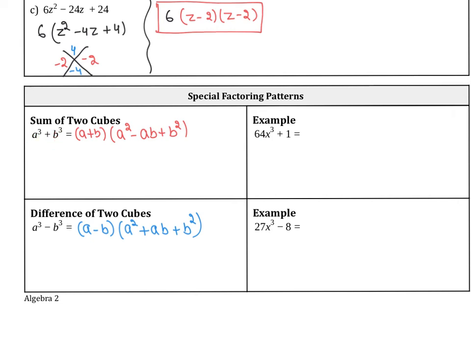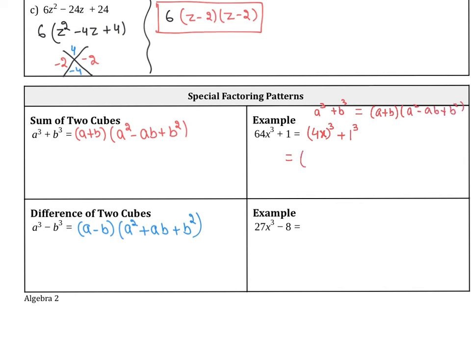For that, I'm going to write 64x cube as 4x cube. So that's a cube. And I'm going to use 1 as b cube, so 1 cube. Now I'm going to write down the formula. That's my a cube plus b cube. That's going to be a plus b times a squared minus ab plus b squared.